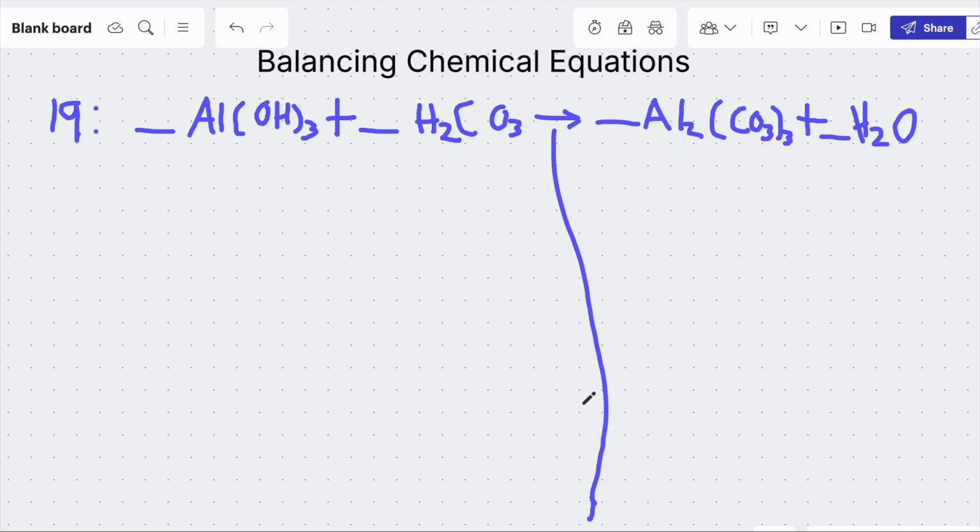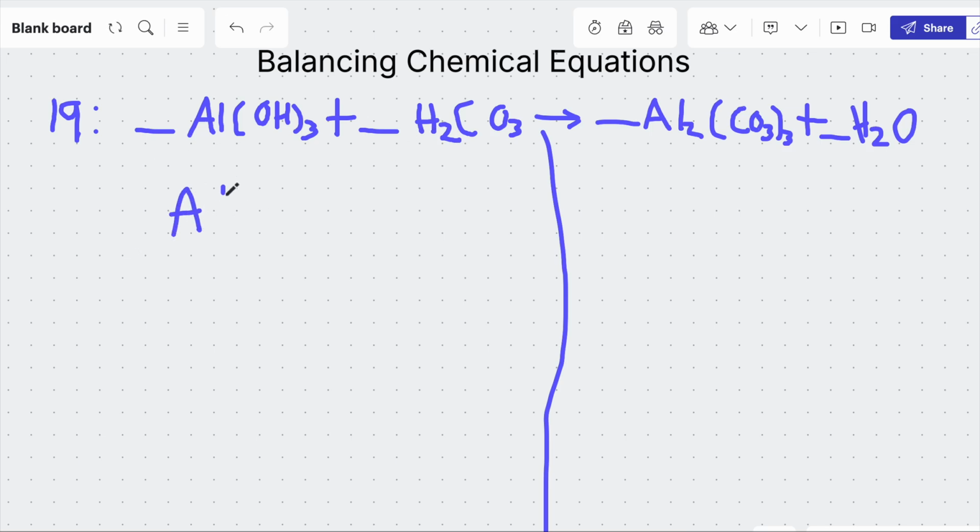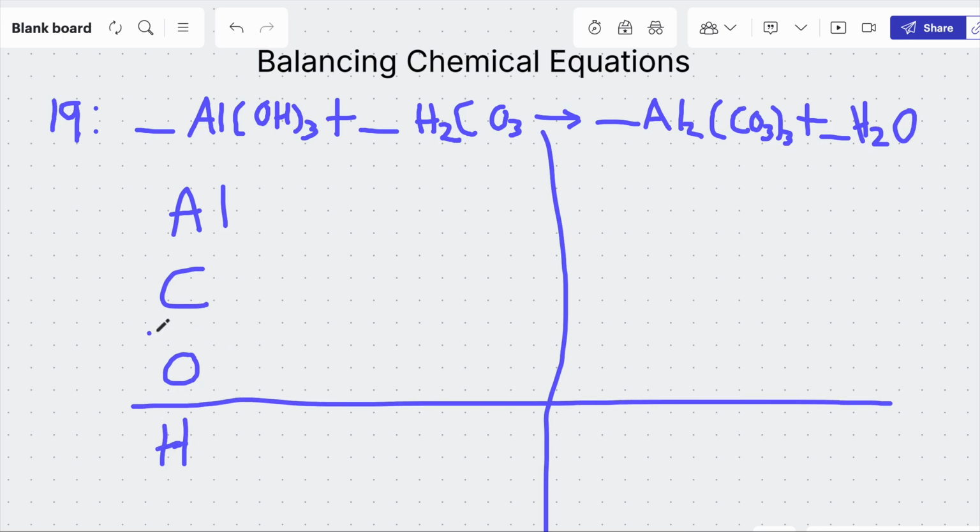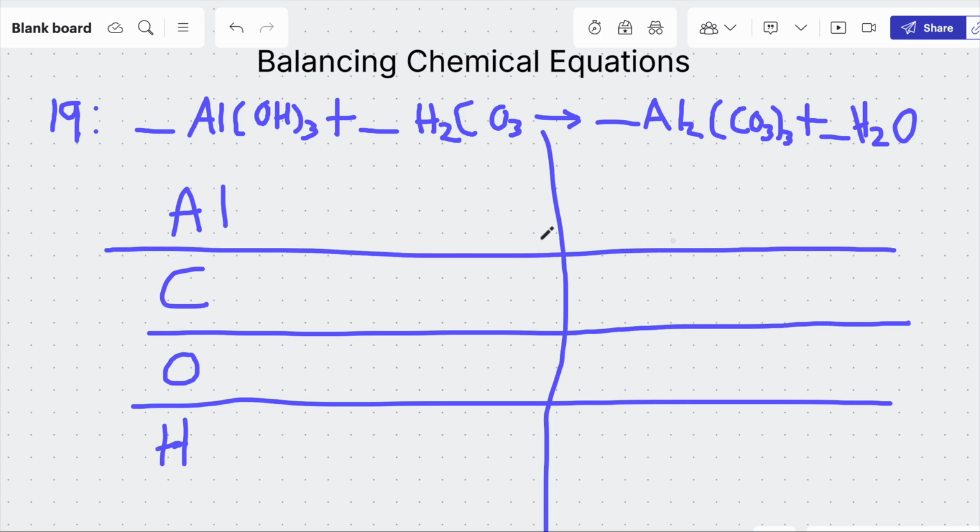Yikes. Okay, this is a lot, but that's okay. We can handle it. I can draw a straight line, I promise. So now let's figure out what elements we got. We got Al's, C's, O's, and H's. I went a little out of order there, because I think this will make it a little easier to follow as we go along. All right, putting our lines there. Awesome. Now let's count how many we got.